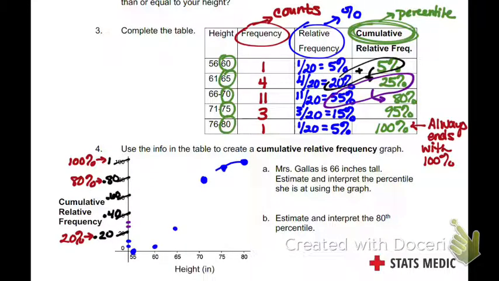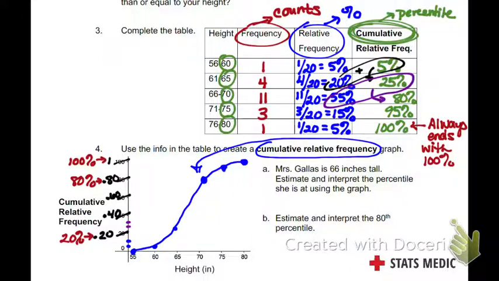And I'm going to trace through these. That is called a cumulative relative frequency graph. And I can use this cumulative relative frequency graph to find out the percentile for different pieces of individual data. I can use this graph to estimate that percentile. So I want to go ahead and practice doing that right now.